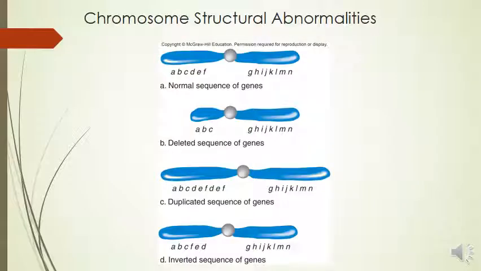If we look at the hypothetical normal gene sequence, it can be shown in A, the normal sequence of genes. If we then look at B, we see that there is a deleted sequence of genes. And in C, there is a duplication. And in D, there has been an inversion.